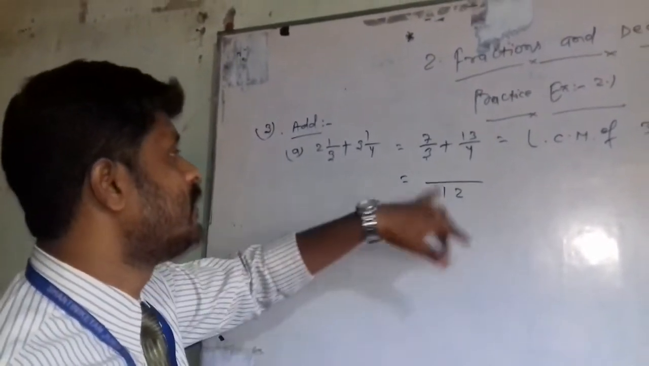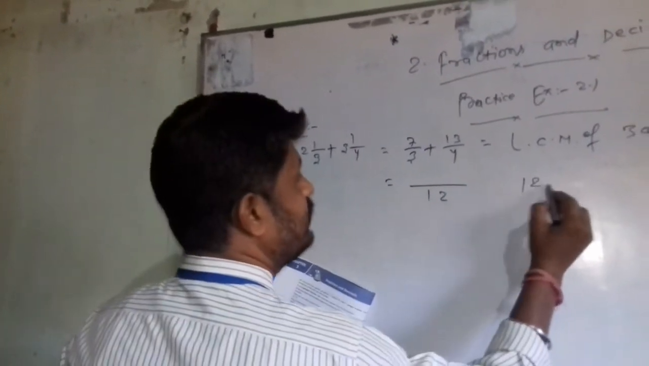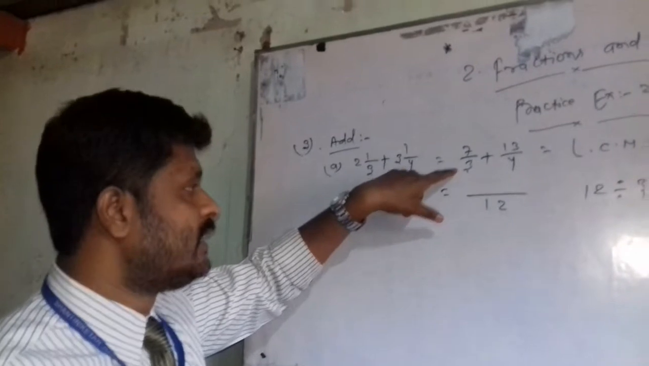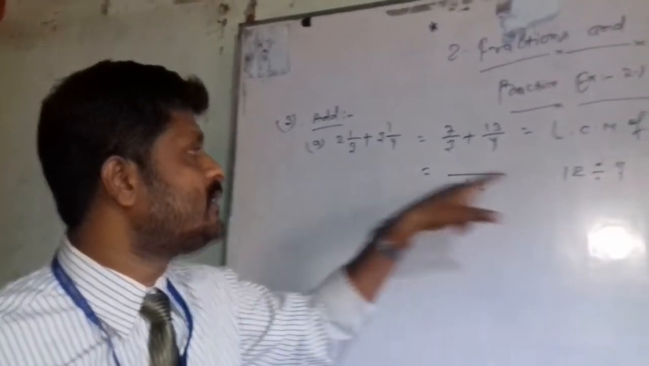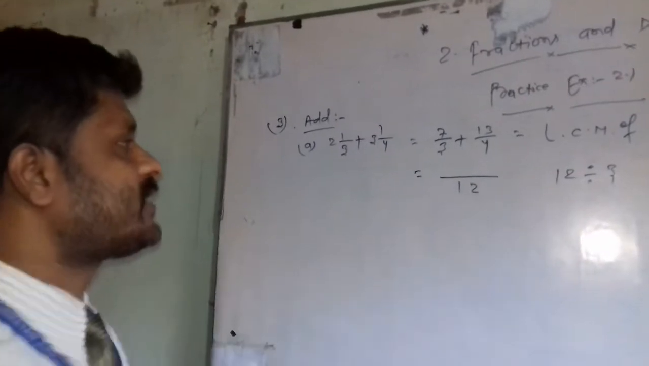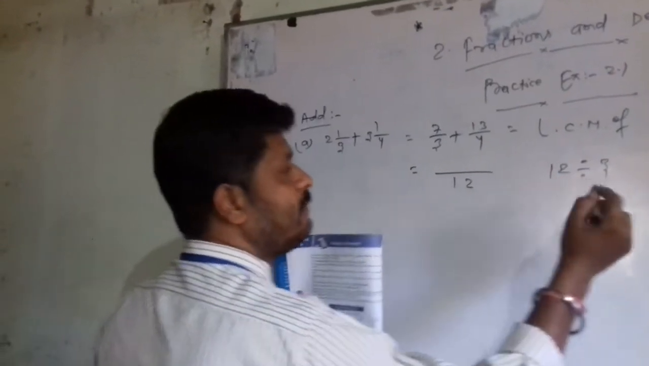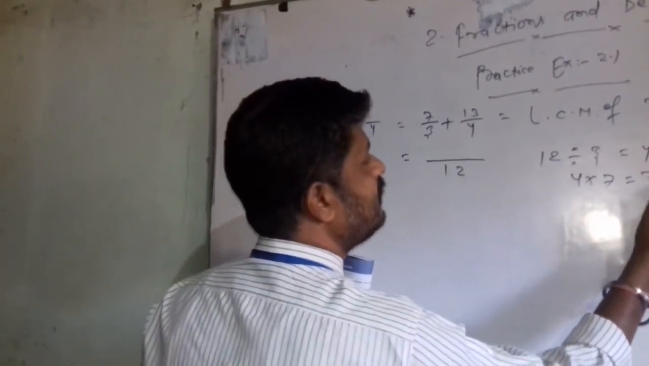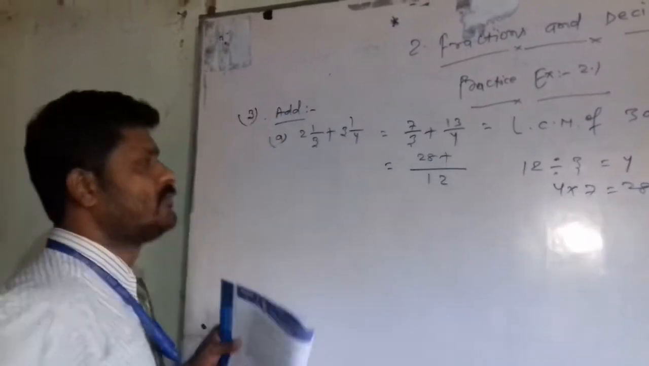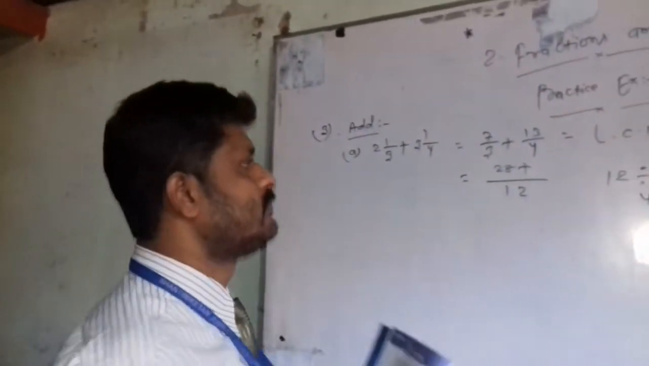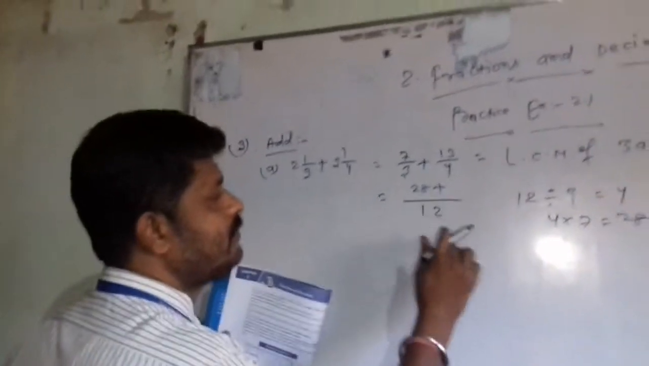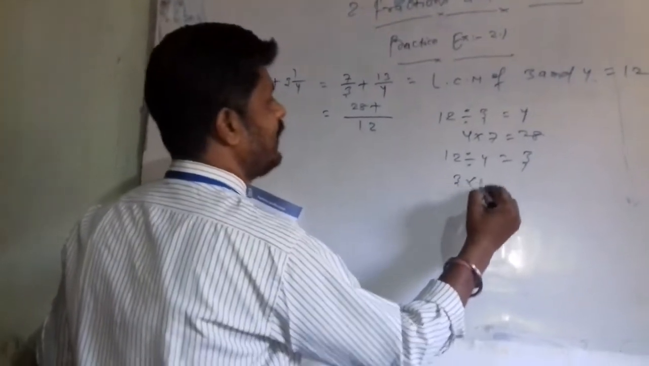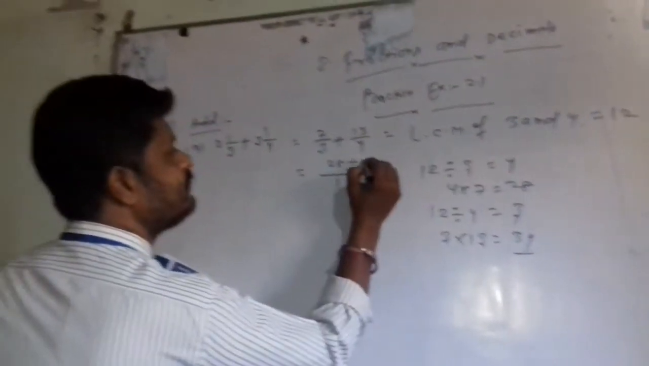question we divide LCM by the first denominator. LCM is 12 and the denominator is 3, so we divide 12 by 3 and we get 4. Now 4 is multiplied by 7, then we get 28. Then just like this, 4 3s are 12, 12 divided by 4, then we get 3, and 3 is multiplied by 13, then we get 39, and this is 39.